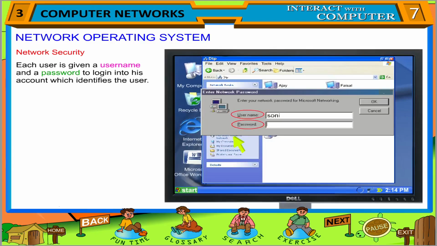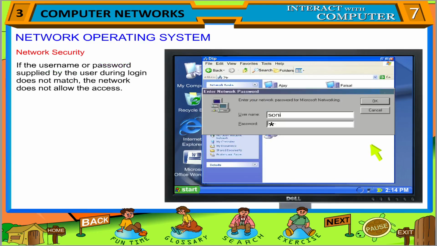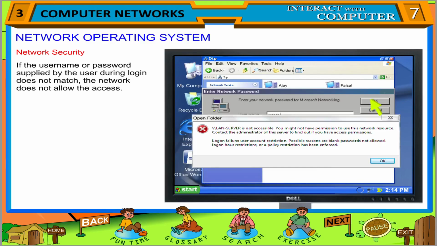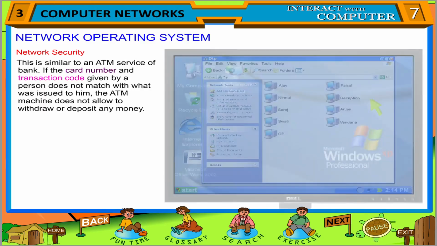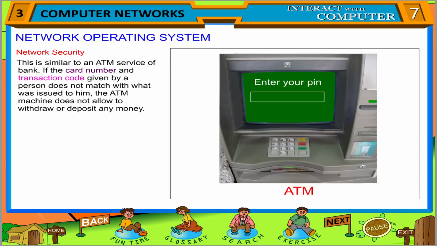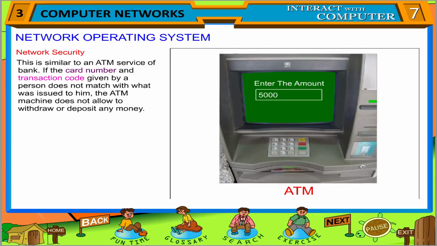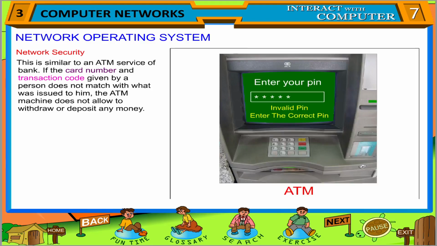Network security. Each user is given a username and a password to log in to his account, which identifies the user. If the username or password supplied by the user during login does not match, the network does not allow him access. This is similar to an ATM service of a bank. If the card number and transaction code given by a person does not match with what was issued to him, the ATM machine does not allow him to withdraw or deposit any money.